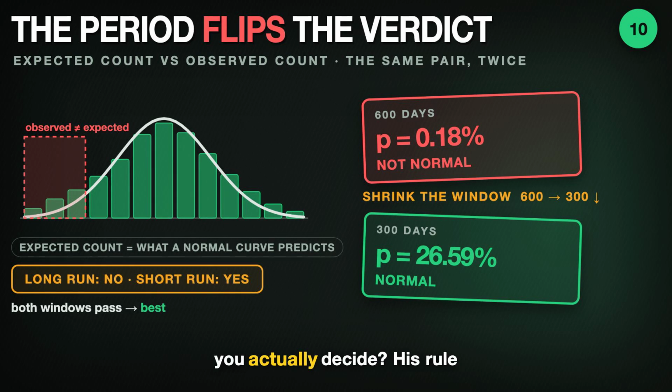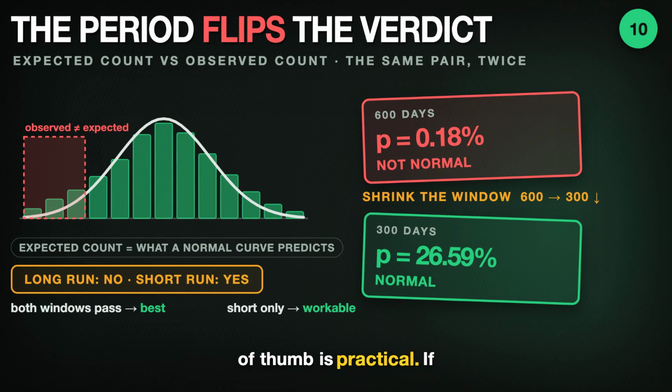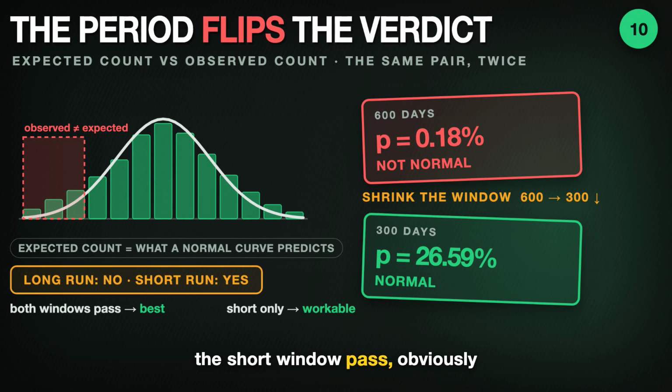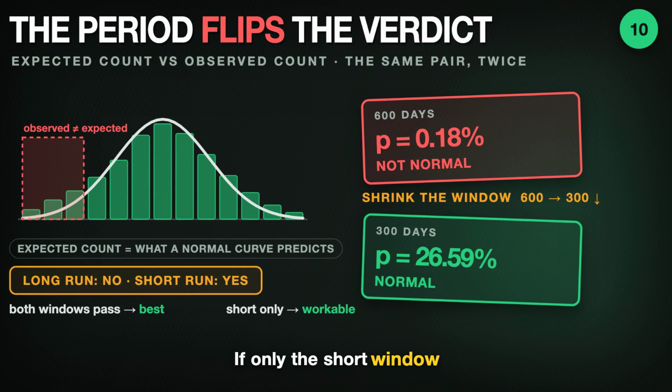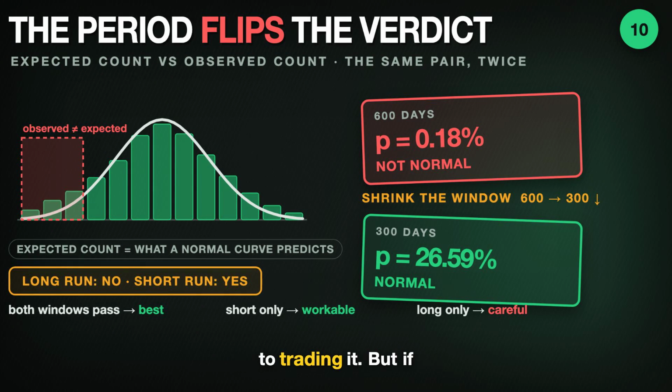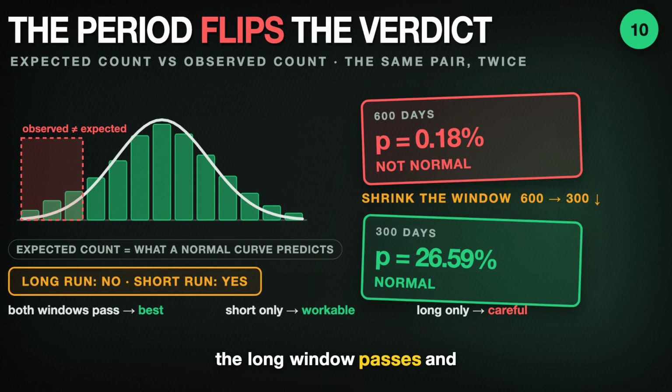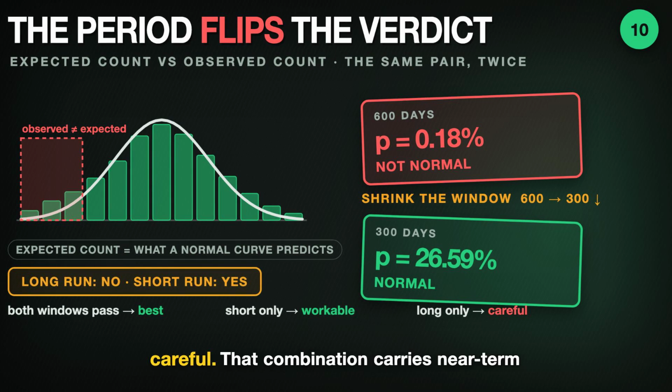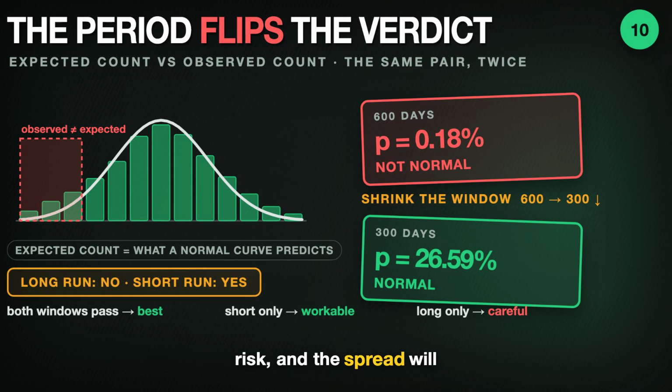So how do you actually decide? His rule of thumb is practical. If both the long window and the short window pass, obviously that is the best case. If only the short window passes, that is workable. There is no real obstacle to trading it. But if the long window passes and the short one fails, be careful. That combination carries near-term risk, and the spread will probably take a long time to converge.